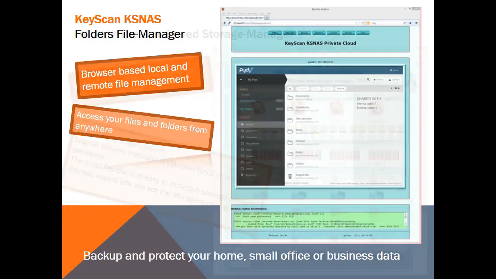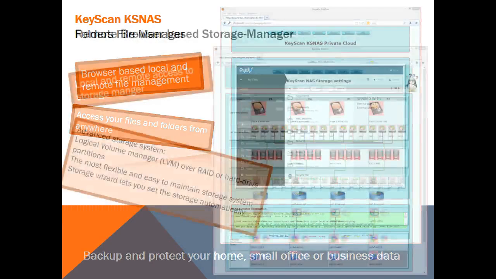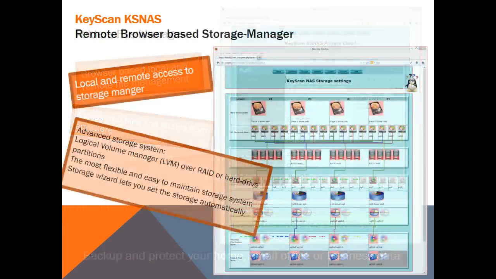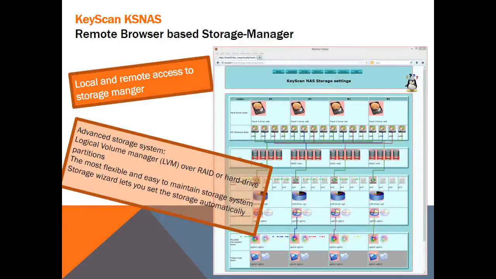The KSNAS server comes with a KeyScan Unique Storage Manager web browser-based application. The KSNAS storage system is a highly flexible layered storage system. It is built of a virtual storage system over a physical storage system. The physical storage system is the KSNAS tray hard drives as the bottom storage layer. The hard drives are partitioned into up to 4 partitions each.